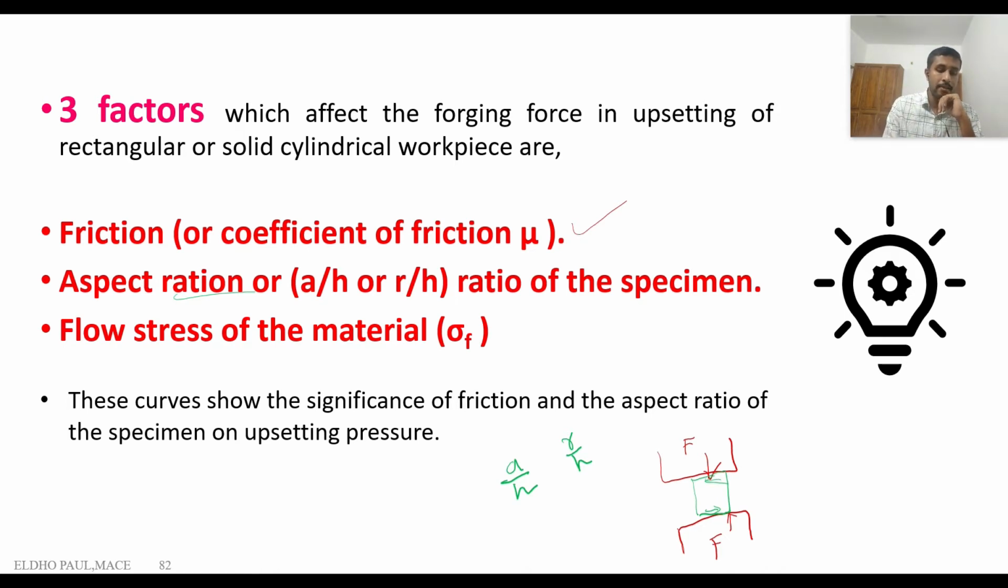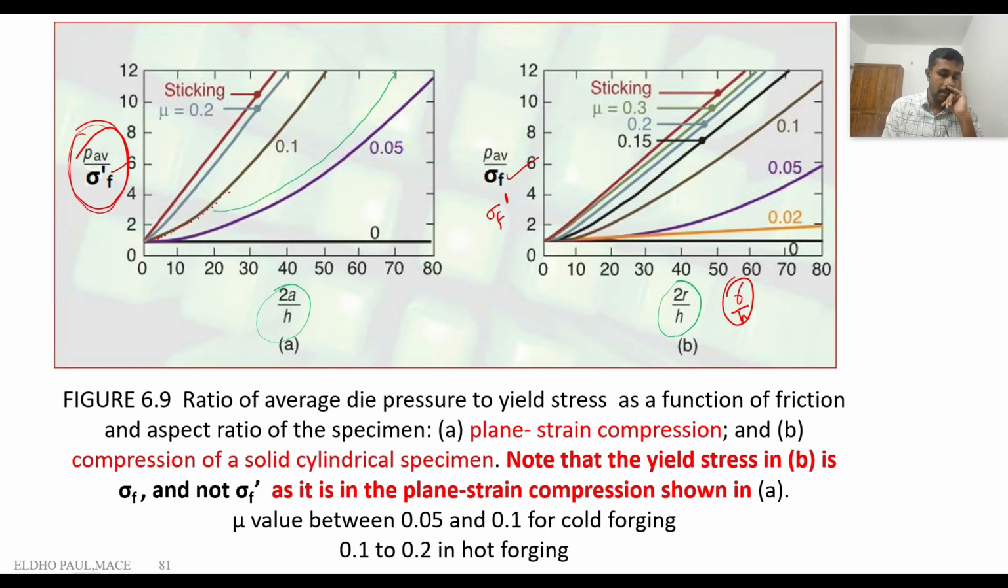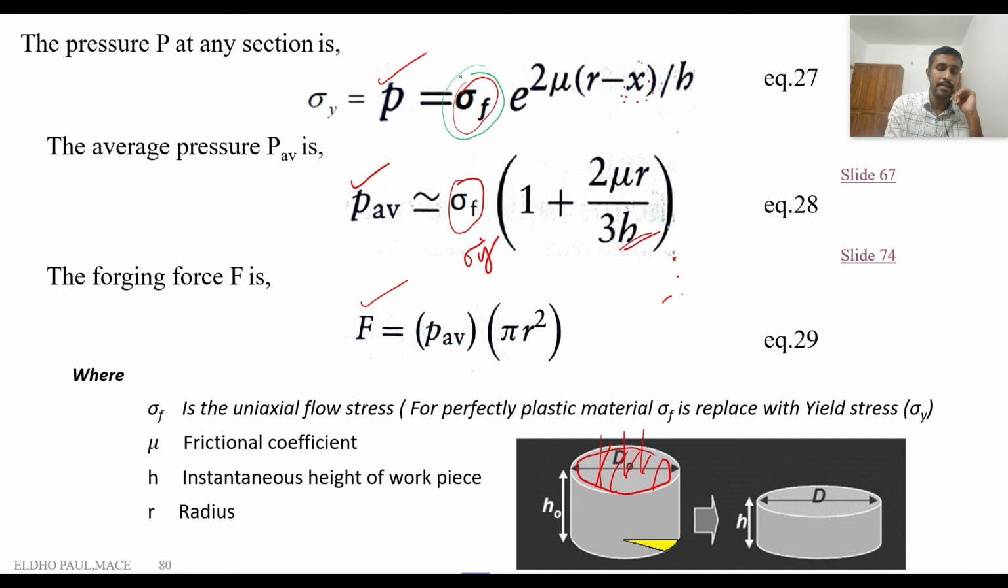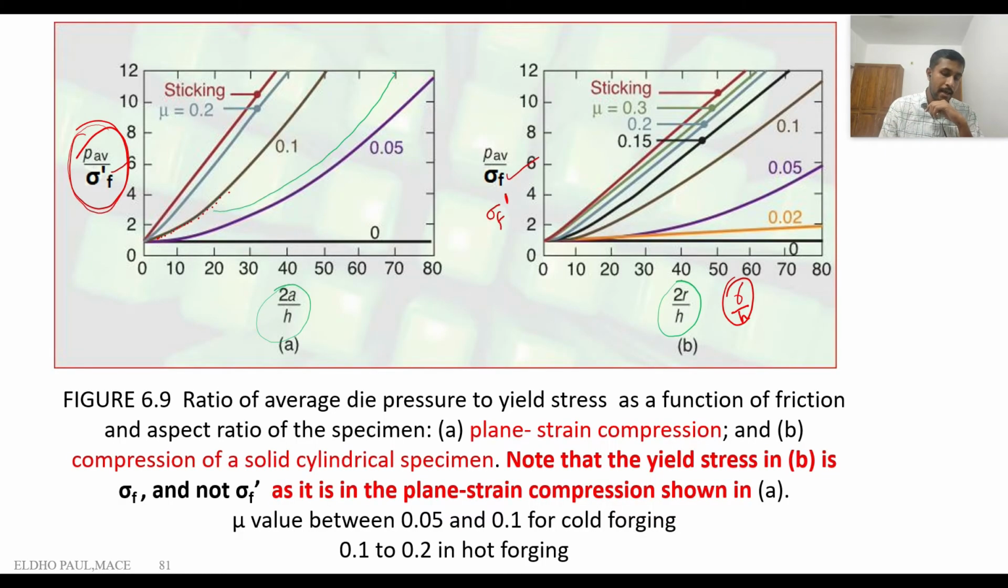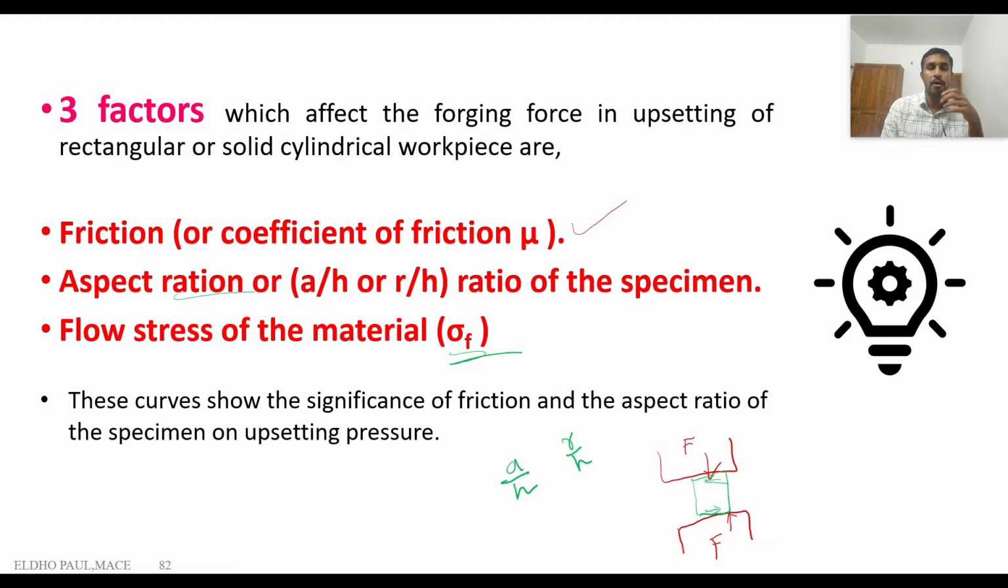Third important factor is the flow stress of the material. We can see from the two equations, the flow stress has a direct influence on the pressure. If the flow stress of the material increases, then pressure also will increase. So choose a material with less flow stress, or we can do different heat treatments to reduce the flow stress of the material. Okay, if it is a deformed material, do annealing process, etc. Thereby we can reduce the flow stress of the material. So that is the three factors which affect the pressure or force required in the forging operation.